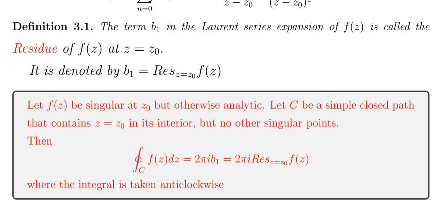Now to the residue integration method. Let f of z be singular at z0 but otherwise analytic. Let C be a simple closed path that contains z equal to z0 in its interior but no other singular points. Then integral over C f of z dz is equal to 2 pi i b1, where the integral is taken anti-clockwise.